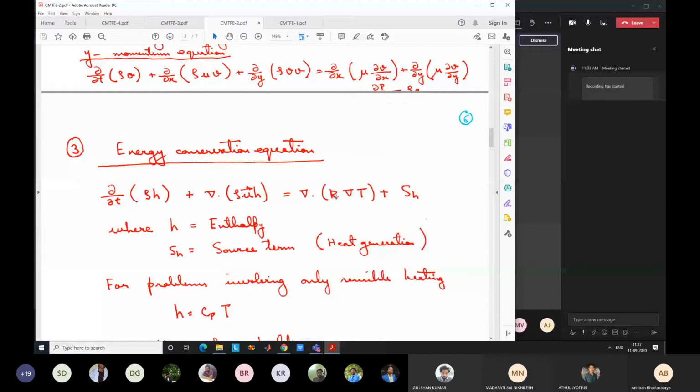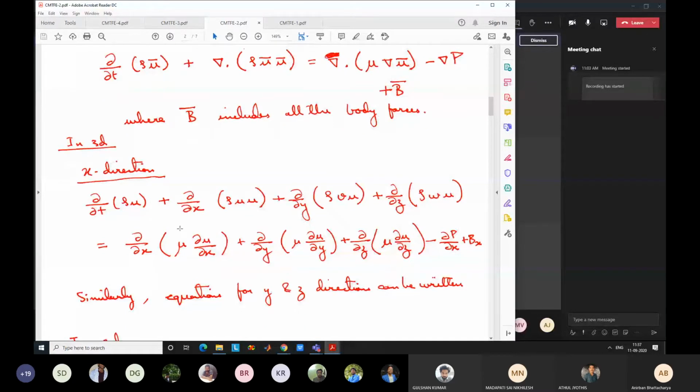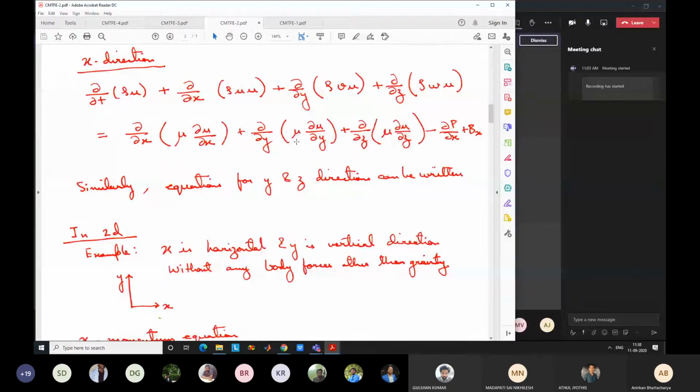If you write this in another form, the coefficient of the del u del x term will have a u. So it will become rho u del u del x. Because of this extra velocity, it's a non-linear PDE. As a result, we will see later that solving momentum equations is different from solving our general convection diffusion equation, and it is more complicated because of this non-linearity. So we have to keep this in mind.